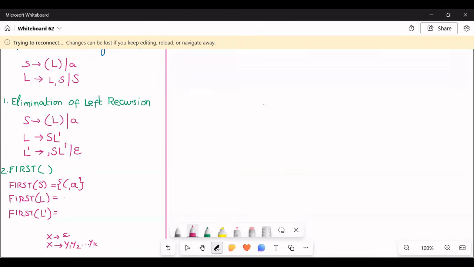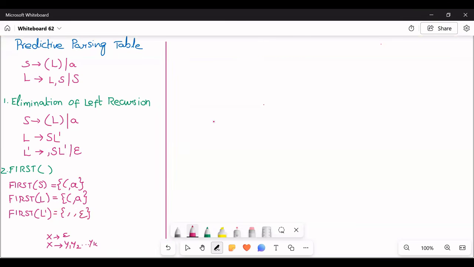Then first of L. First of L means first of S. So first of S we already found. It's open parenthesis and a. Then first of L dash. First of L dash is first of comma. Comma is also a terminal symbol, so first of comma is comma. Then epsilon. Since X tends to epsilon means first of X is epsilon, right? So similarly, L dash tends to epsilon is a production. So first of L dash is epsilon also.